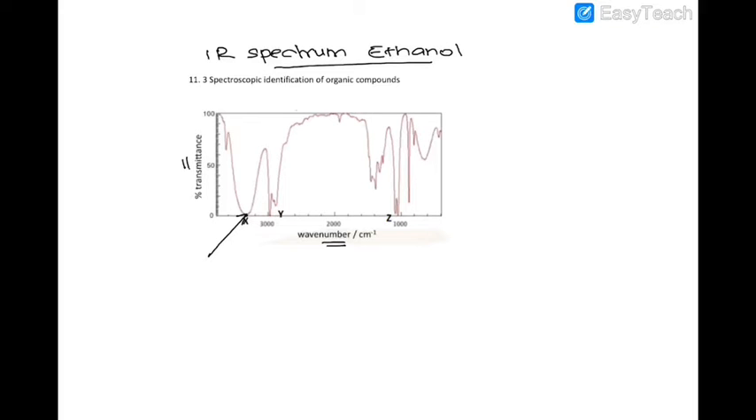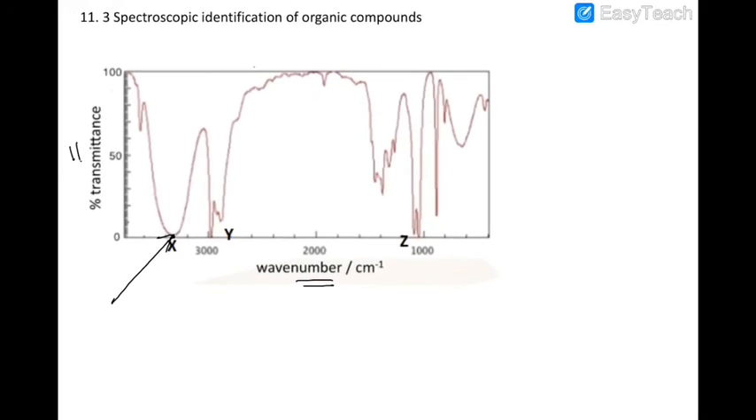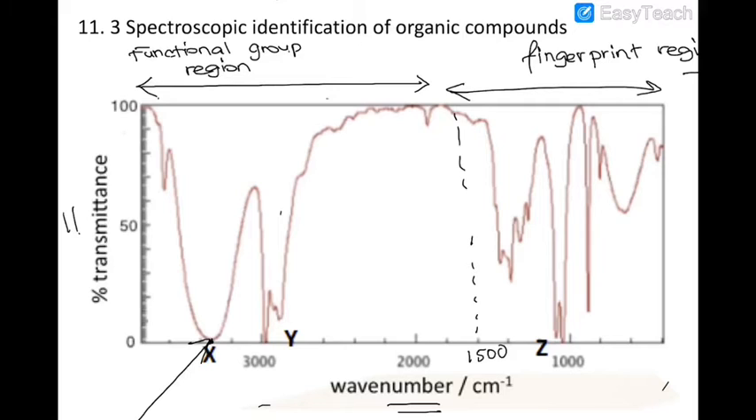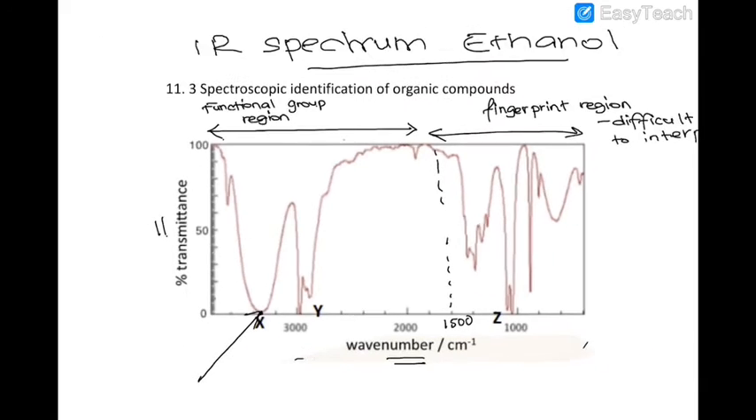And an IR spectrum is divided into two main regions. So at around wave number 1500, this part here, this is called the fingerprint region. This region is difficult to interpret and is unique for each compound. But this part over here, this is where you have the functional group region. And in this region, we can identify the types of bond present in that compound and hence determine the functional groups present in that compound.